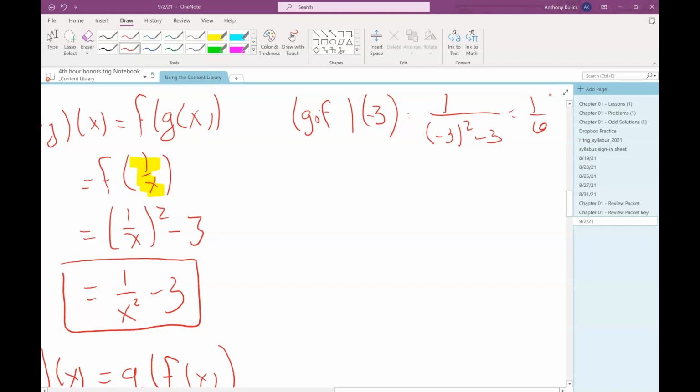If you didn't want to have to do the composition, the other way you could do this is you could do G of F of negative 3. So F of negative 3 is going to be negative 3 squared minus 3. So that was just 6. And then G of 6 is 1 over 6. That way, you don't have to have done the composition first.